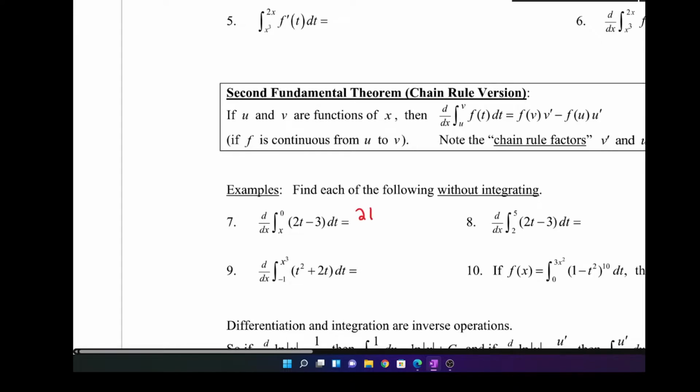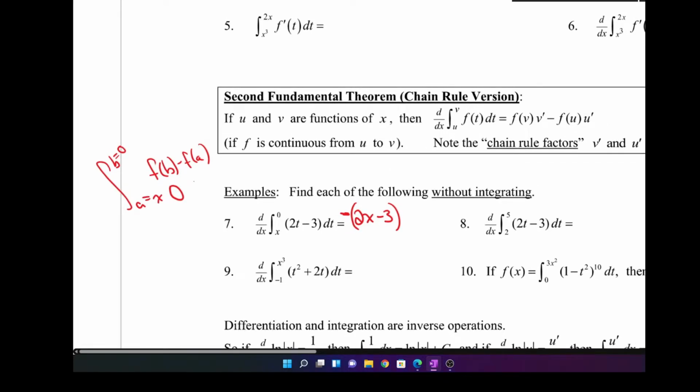So I have a 2x minus 3, but I need a minus sign in front of it because, remember how I have F of b minus F of a? Well, because b is normally on top, that means that I have 0, because this was a 0, and now I will minus F of x. So there you go. That's the answer to that one.